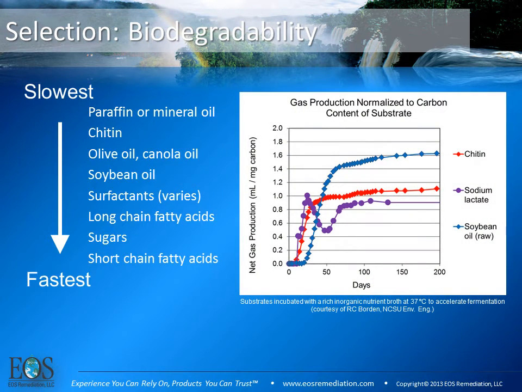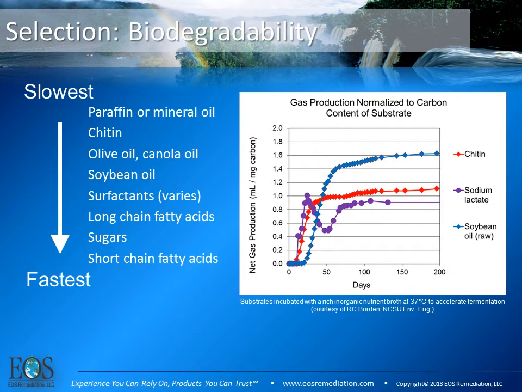We've been able to see in the lab that the microbes take a lot longer to degrade something that has a complex molecular structure, something like chitin or mineral oil. It takes a very long time to degrade. So if you look at this graph here on the right-hand side and you see that red line, that's chitin. And you see that it takes a very long time to start releasing fermentation products. And so what we're measuring here on the y-axis is the gas production, so the methane or CO2 production. And that's an indication of fermentation.